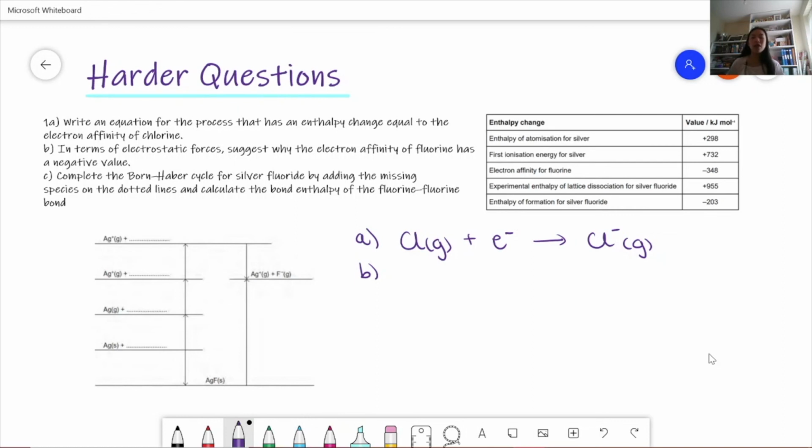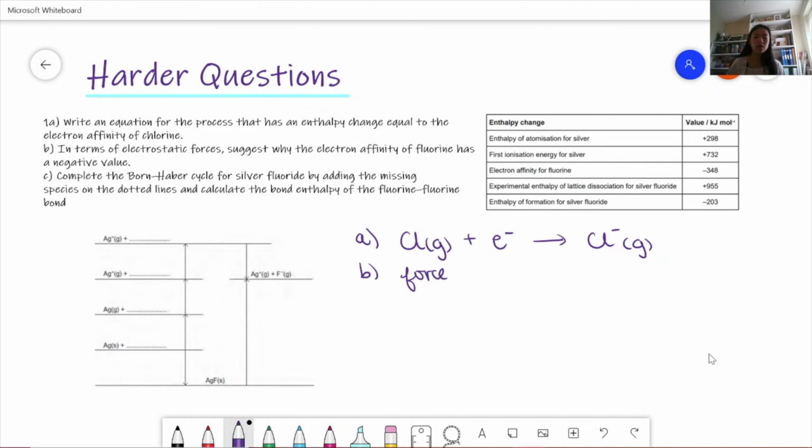Well, because we're adding an electron, there's a force felt between the positive nucleus and the electron. And so energy is released because there's a kind of bond, an electrostatic force forming between them. And so energy is released. So it's an exothermic reaction. So the enthalpy change will be negative.